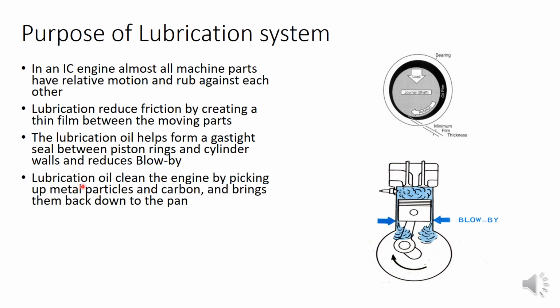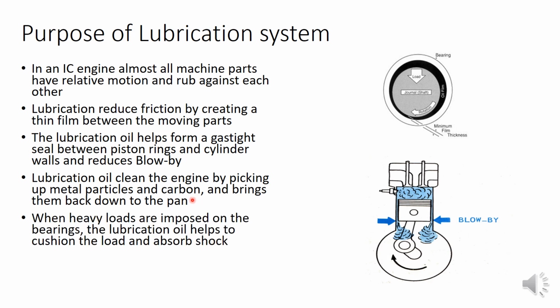Lubrication also helps in cleaning carbon particles, metal particles, etc. Because our lubrication oil is circulated through every component, it will clean the surface of the component, and these particles will be brought down to the sump or pan, which can be filtered back. Another function of lubrication oil is, during heavy loads, it acts as a cushion and absorbs the shock. So it acts as a shock absorbent to a smaller extent. That is also done by the lubrication system.